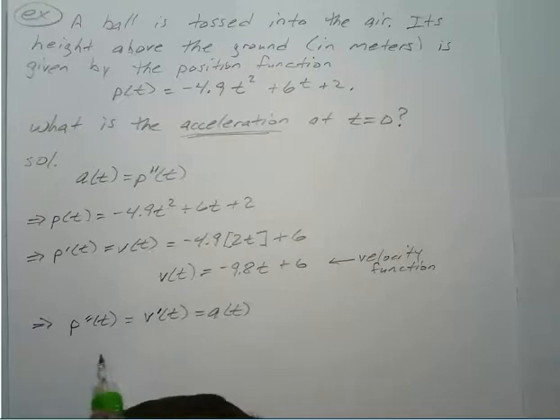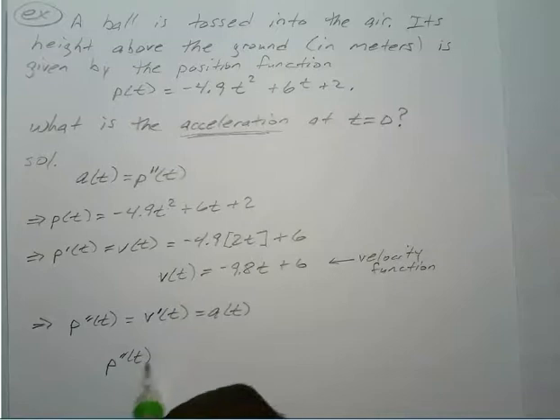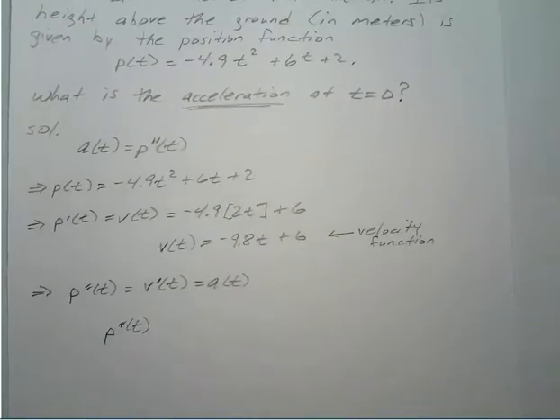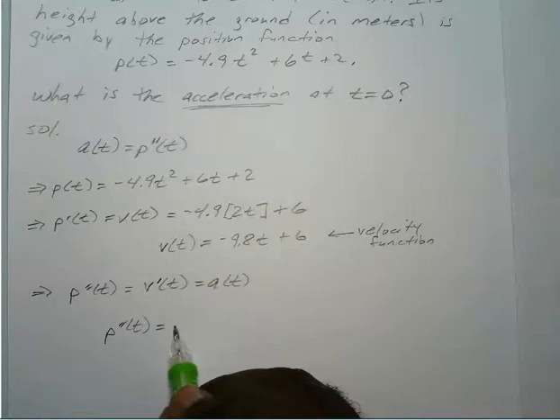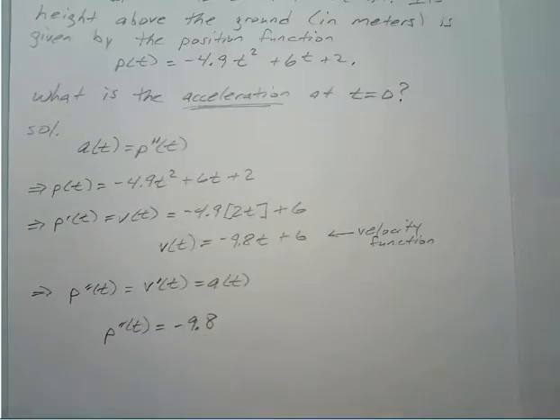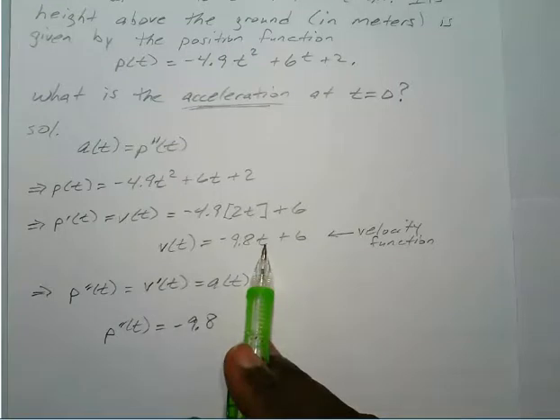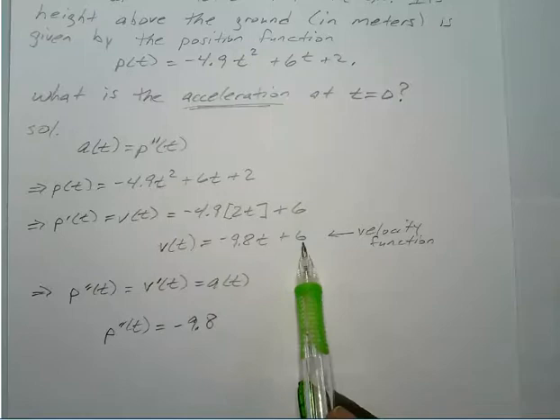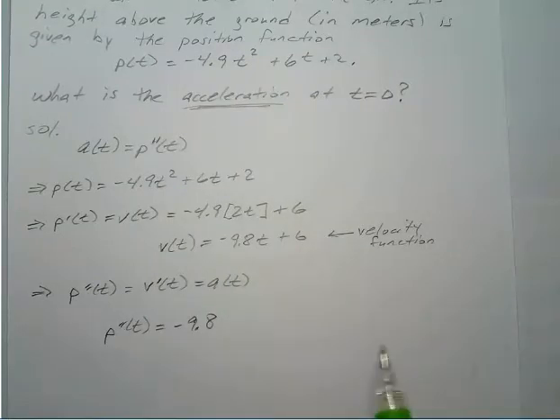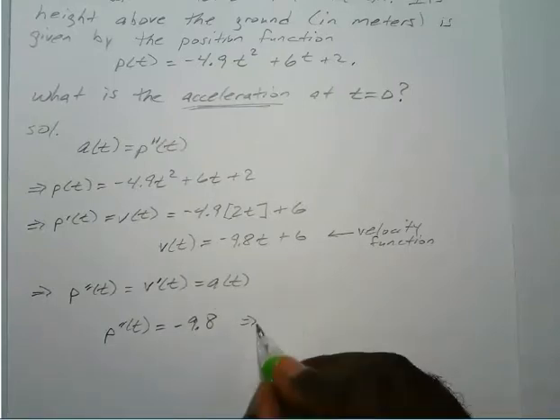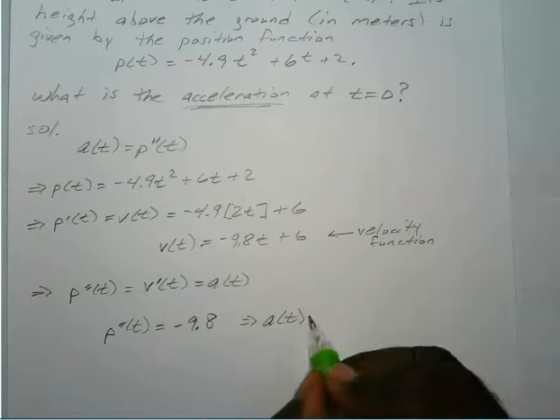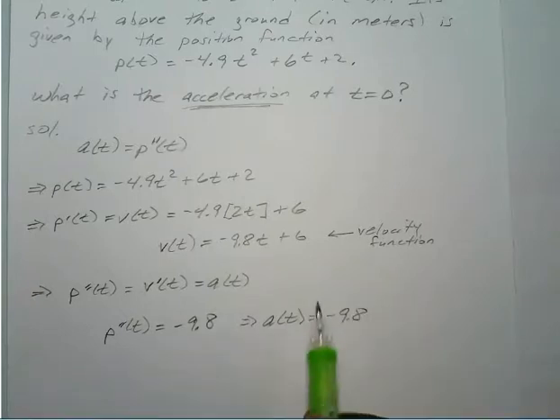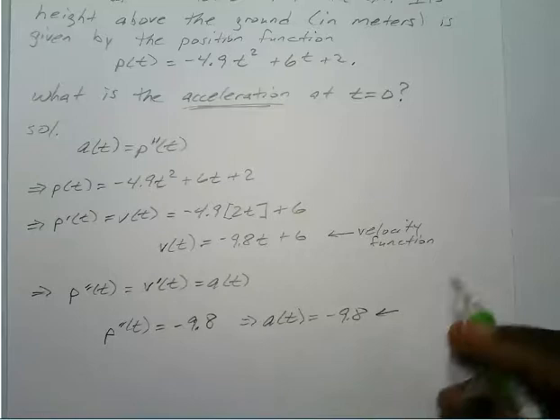Okay, so to find our acceleration function, that's negative 9.8, which is the derivative of t is just 1, so that just leaves us negative 9.8, and the derivative of 6 is just 0, so our acceleration function is negative 9.8. Okay, so this is our acceleration function.